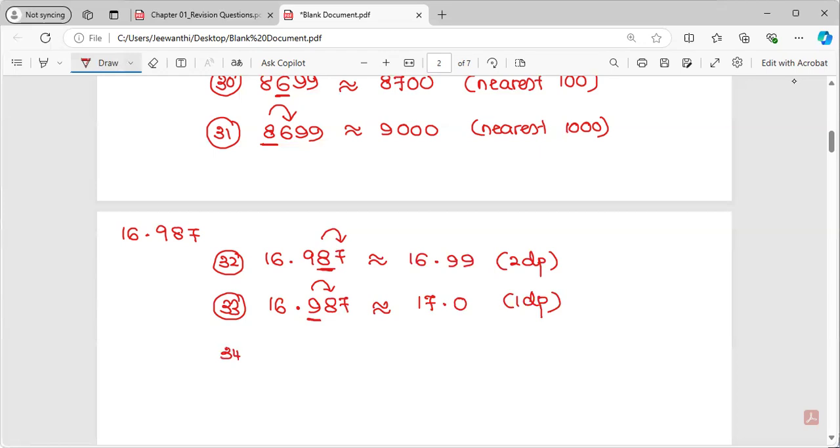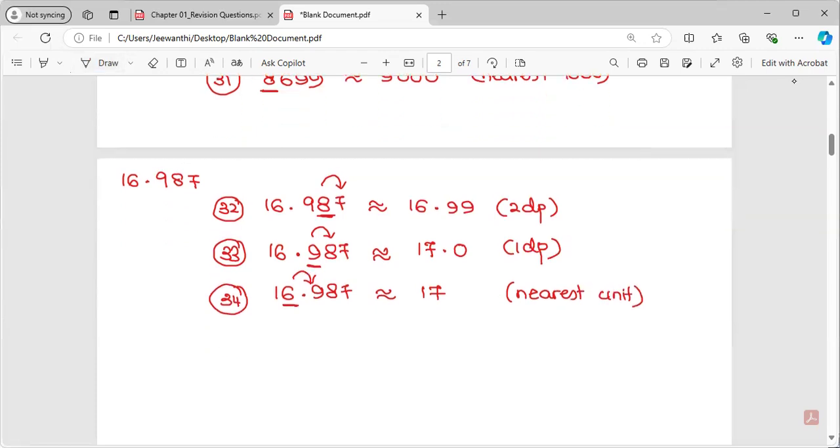So then question 34, I want to correct this to the nearest unit, 16.987. So this is the number, and I look at the next number. So we want to add 1, then this is 17 and nearest unit, right? So this is the nearest unit. Okay, this is how you want to write the answer.